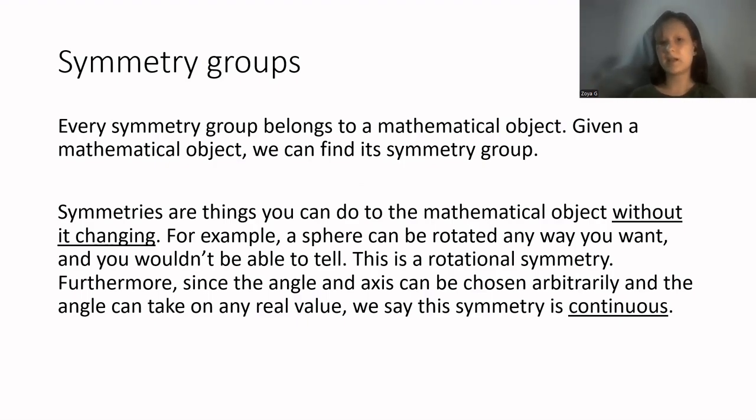Furthermore, since the angle and axis can be chosen arbitrarily and the angle can take on any real value, we say the symmetry is continuous. So continuity will come up a little bit later when we get into the particle physics aspect of all of this.